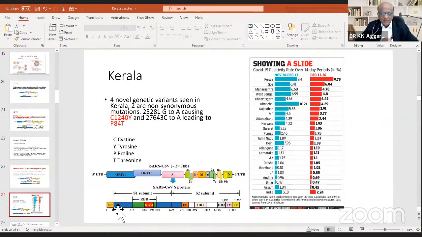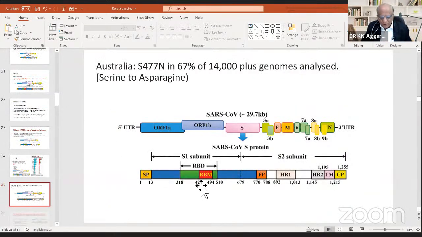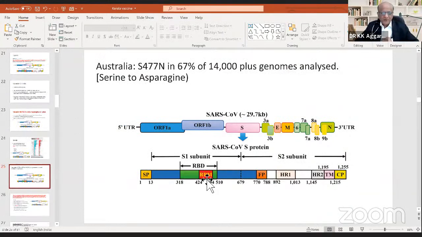Then Australia, there is a 477 strain in Australia. This 477 is again in the RBM, like in India.